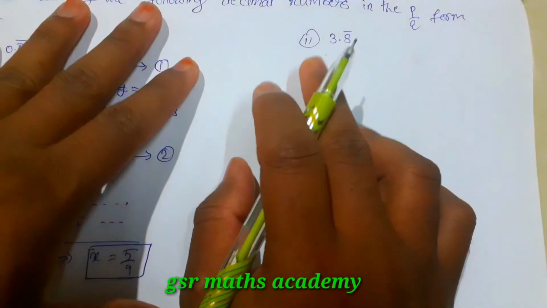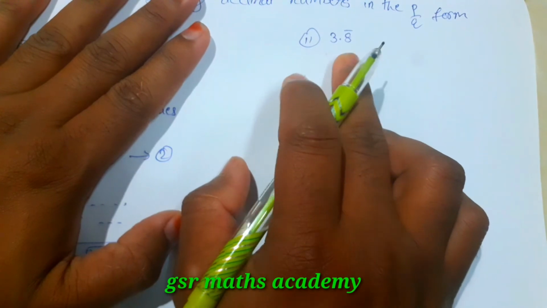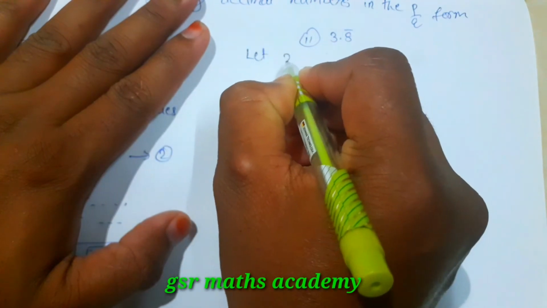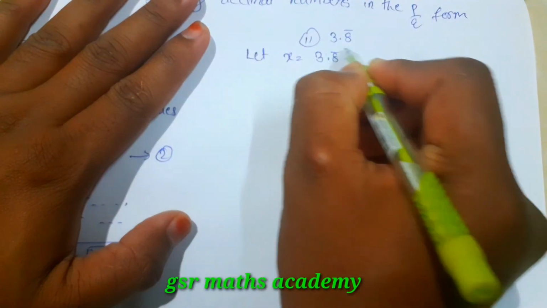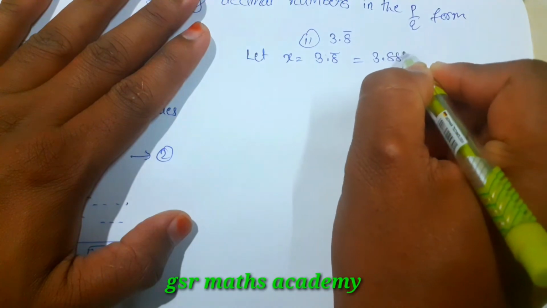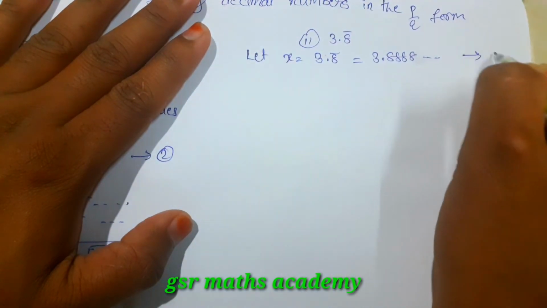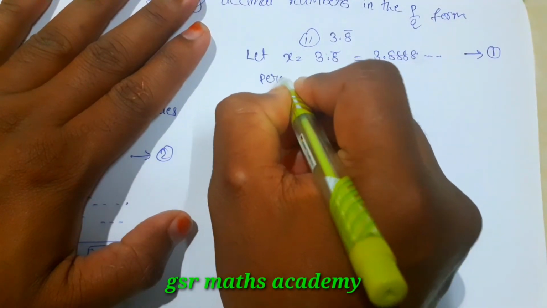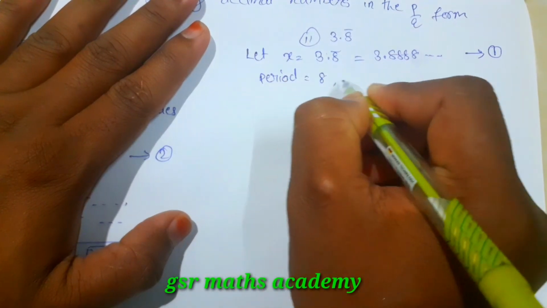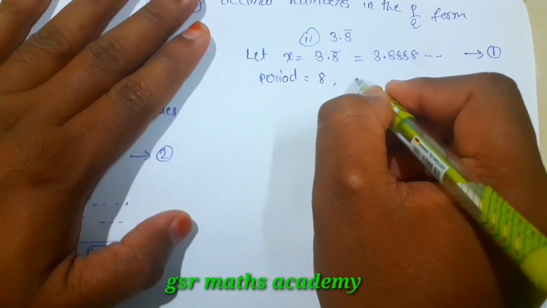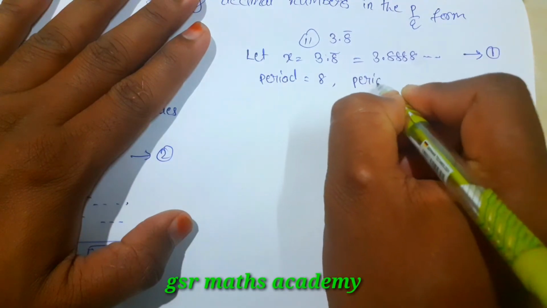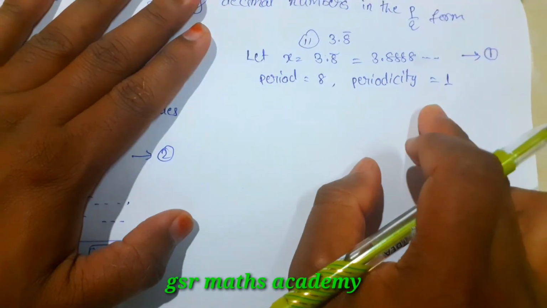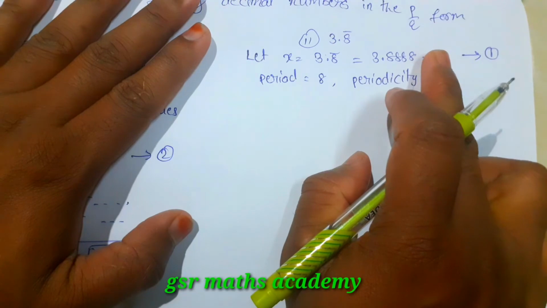In the next question we are given 3.8 bar. So as usual, I am supposing x is equal to 3.8 bar, which is 3.888 and so on, and I am supposing that this is equation 1. And here what is the period? The period is 8. Now how many digits are there in the period? That is the periodicity. So periodicity is also 1. If periodicity is 1, then equation 1 should be multiplied by 10 to the power of 1, that is 10.